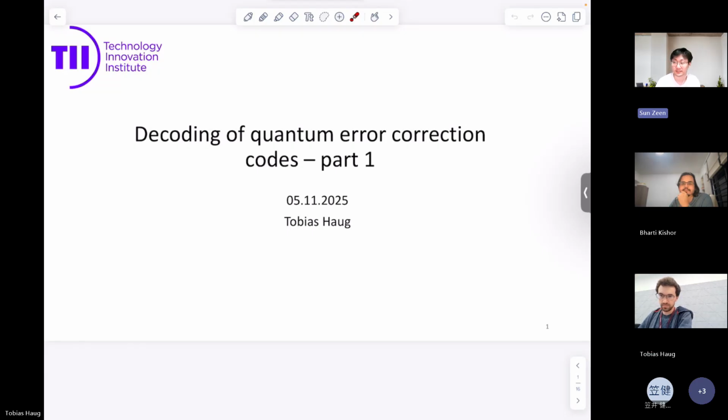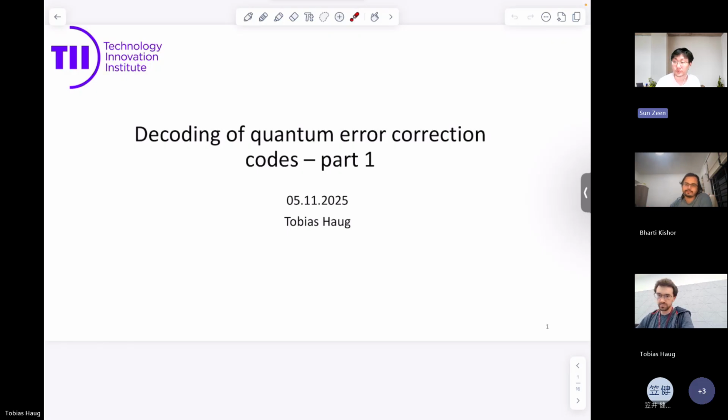big picture of different kinds of error correction codes for different error models. However, for many of them we still don't know exactly how we can fix the errors. So in the next two sessions, Tobias will guide us on decoders to find the right recovery operations when our system is hit by noise.